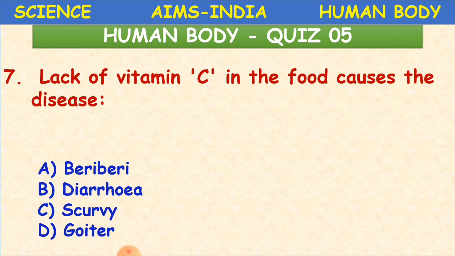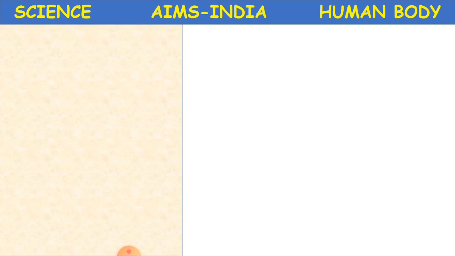And the seventh one is, children, lack of vitamin C in the food causes the disease. So which disease is caused if we lack vitamin C? In the sense, if we don't have vitamin C in the food. So is it beriberi, diarrhea, scurvy or goiter? Okay, it is scurvy. Like as we said, we'll be having blood bleeding in the gums. So that is why we need vitamin C. It is scurvy.